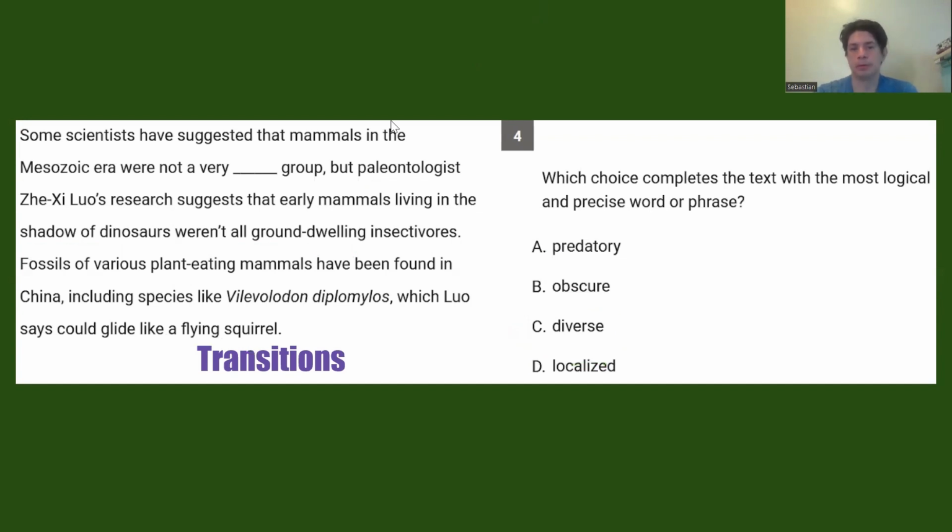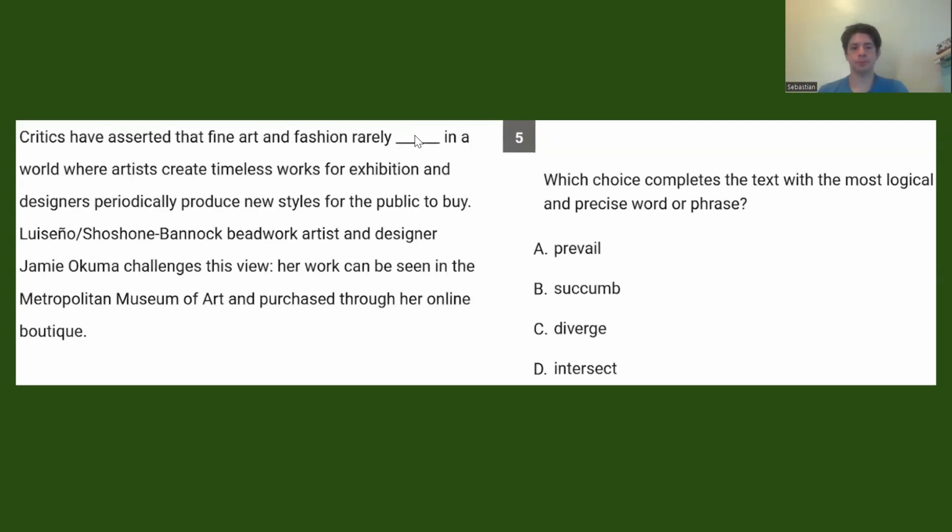Okay, and now we'll go to 5. Critics have asserted that fine art and fashion rarely blink. In a world where artists create timeless works for exhibition and designers periodically produce new styles for the public to buy, Louis Seno / Shashan Banak, beadwork artist and designer Jamie Okuma challenges this view. Her work can be seen in the Metropolitan Museum of Art and purchased through her online boutique.